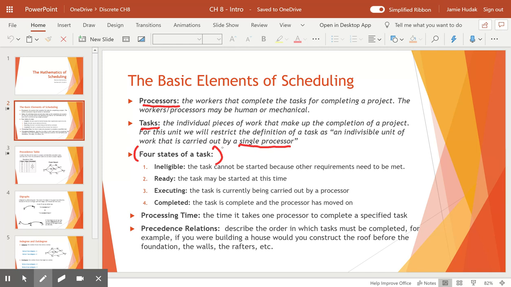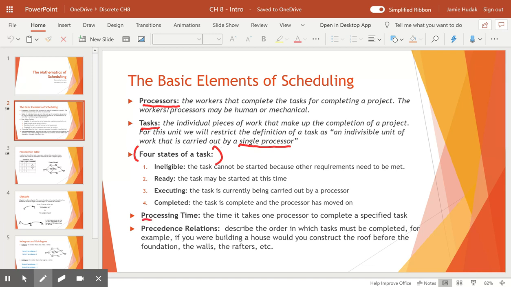If a task is ready, that means all preceding tasks have been done and it can be started at any time a processor is freed up. And if a task is executing, that means that it is currently being carried out. And then there's completed. That means the task is done and the processor is free to move on.